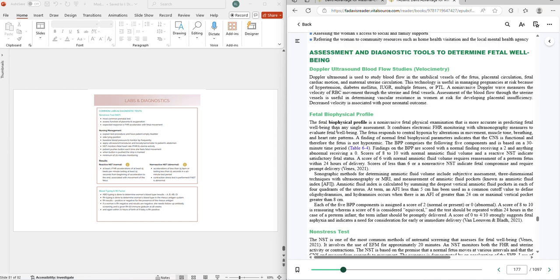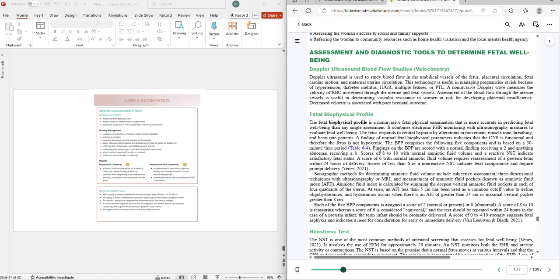So let's talk about biophysical profile. This is an exam, which is just a fancy word for an ultrasound that measures 5 different things during this ultrasound. You'll see these when we go to clinical. You'll see the biophysical profile BPP reports. It's non-invasive. It's just an ultrasound.